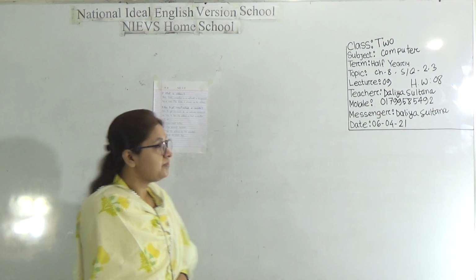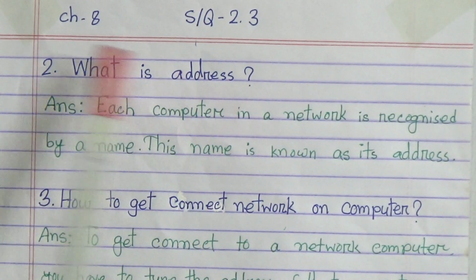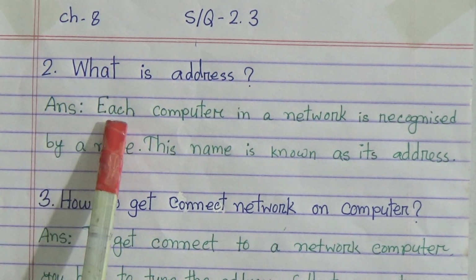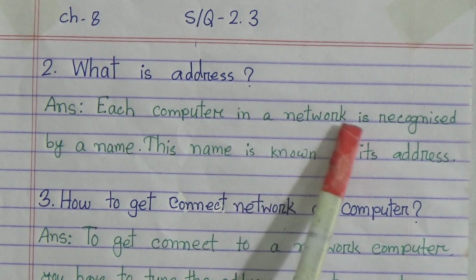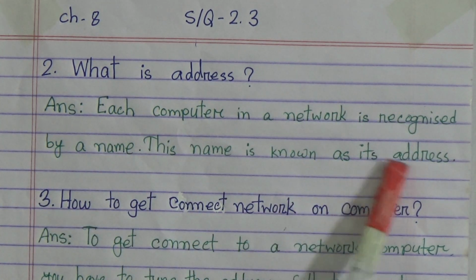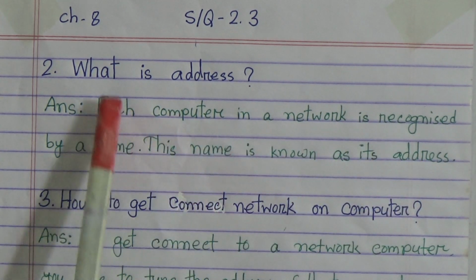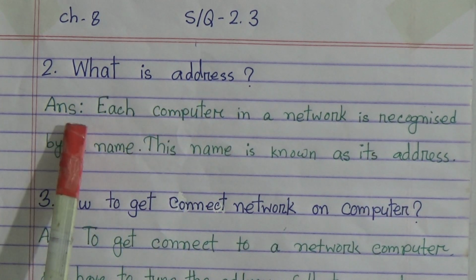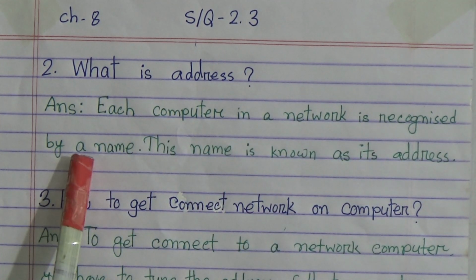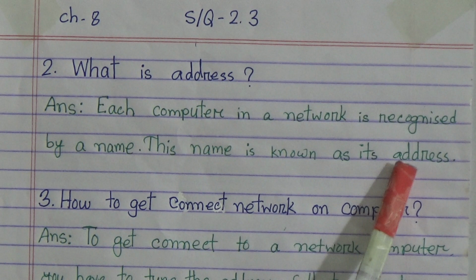So dear students, short question number 2. What is address? Our answer: each computer in a network is recognized by a name. This name is known as its address. I repeat, what is address? Answer: each computer in a network is recognized by a name. This name is known as its address.